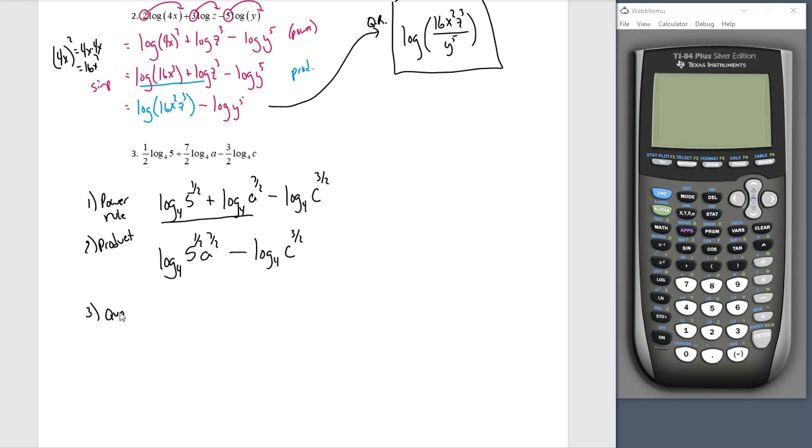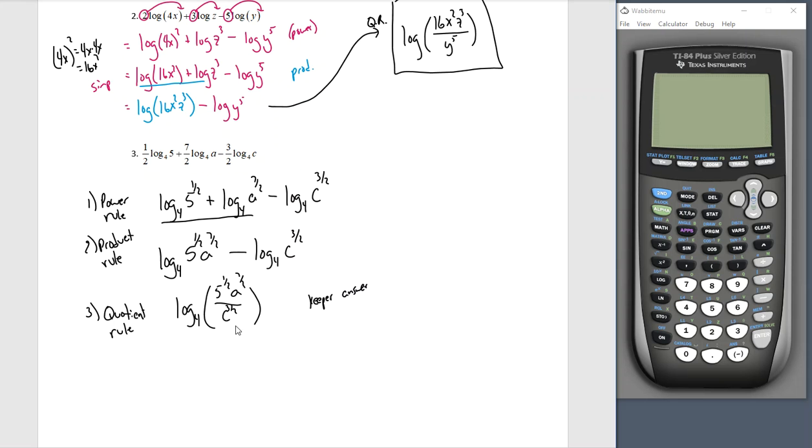Now I'm going to use the quotient rule. What is that? I can't spell quotient all of the sudden. I think I have to start from the beginning. Let's see. Quotient. There we go. The quotient rule says now we're going to divide these. Log base 4, 5 to the 1/2, a to the 7/2 over c to the 3/2. And this is a great answer. This is a fine answer. You can keep it. This is a good keeper.